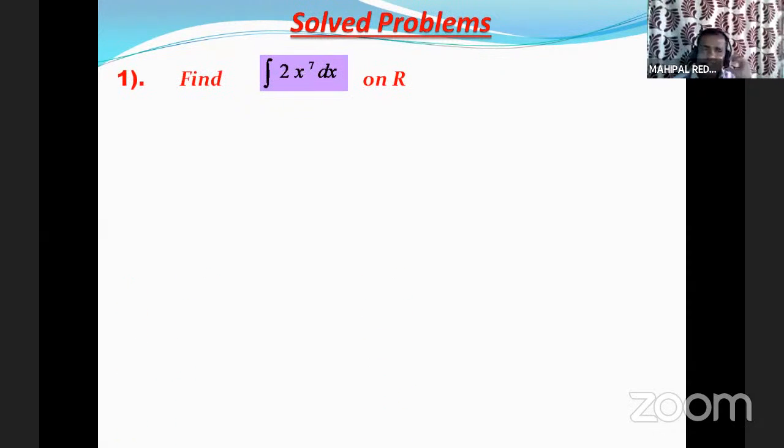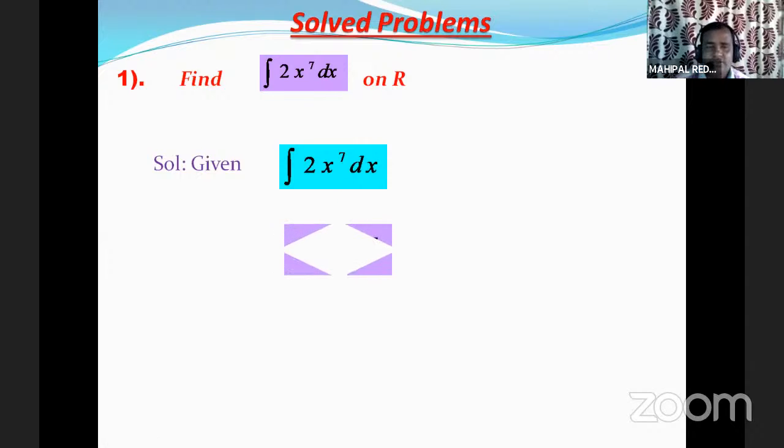Find the integration of 2 into x power 7 dx. Solution: what is the given question? I am writing it first here: integration of 2 into x power 7 dx. It is in the form of k into f of x. So 2 is the constant here, and I am writing it outside.